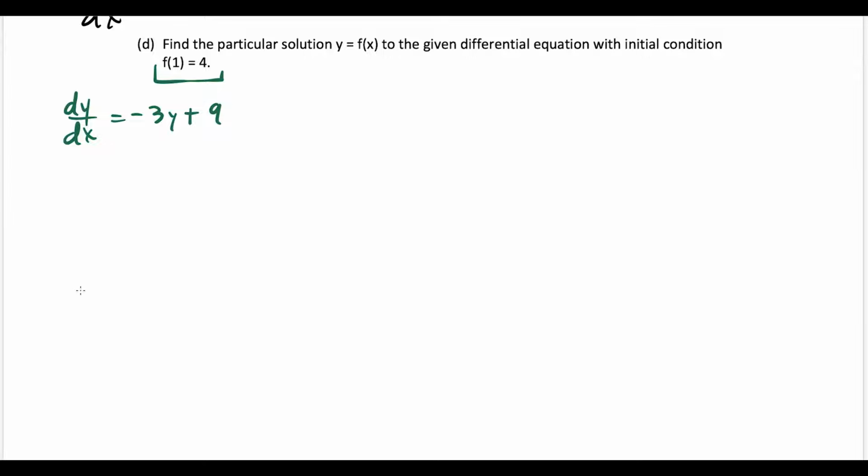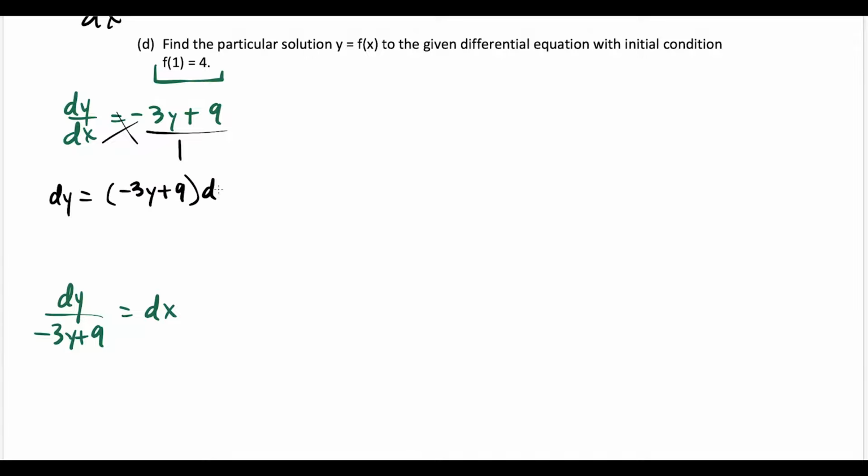So if your algebra is really strong, you can just jump to a step like this, just separate variables and get to this step. You want to get the y terms with the dy and the x terms with the dx, even though there is no other x term here. But if you don't see that algebra real quick, you could always write this as over 1 and cross multiply, and then you'll have dy is equal to negative 3y plus 9 times dx. And then you could divide both sides by negative 3y plus 9. Okay, but this is, once again, just the algebra steps.